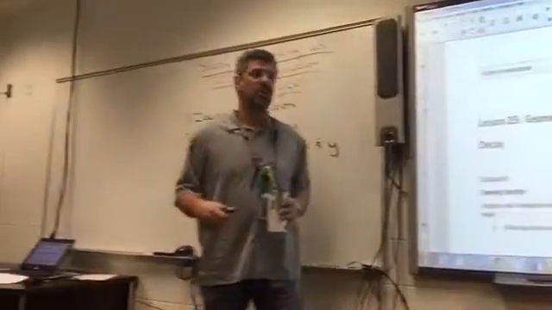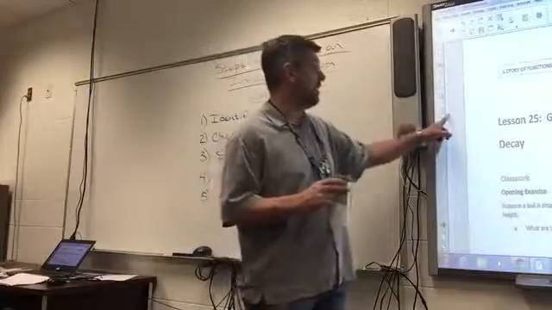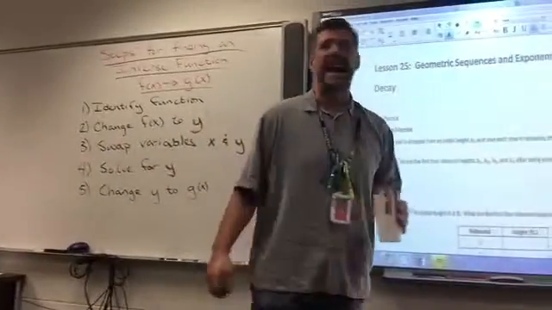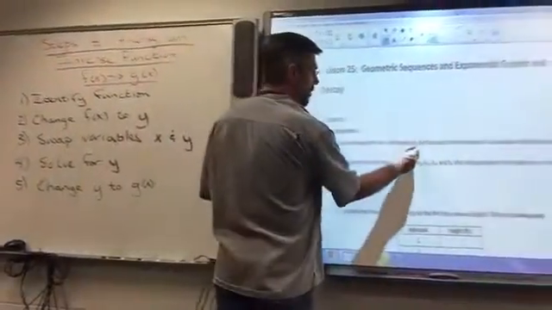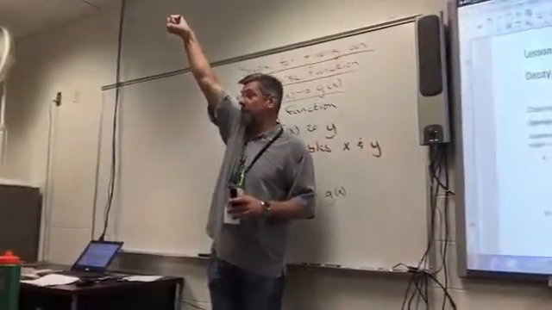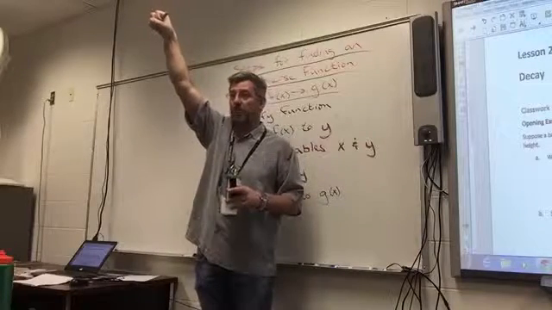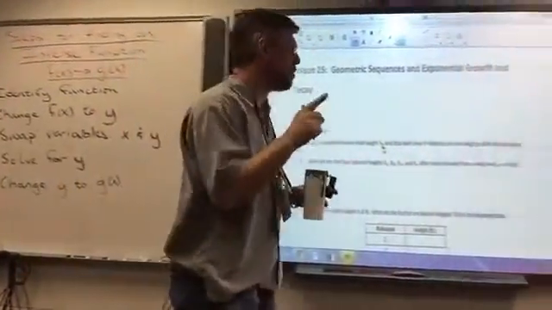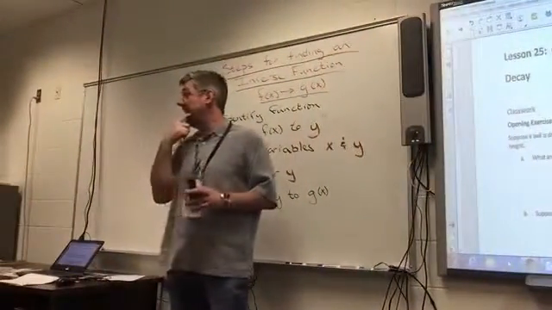If everybody looks at the classwork opening exercises for this packet, it gives us a thought experiment. It says, suppose a ball is dropped from initial height h sub 0. What do you think this little 0 is supposed to signify? Right, if I'm dropping from h sub 0, how many times has that thing bounced thus far in our experiment? 0 times, right? And then, each time it rebounds, its new height is 60% of its previous height.